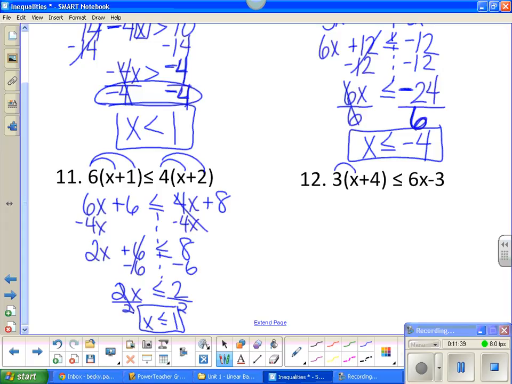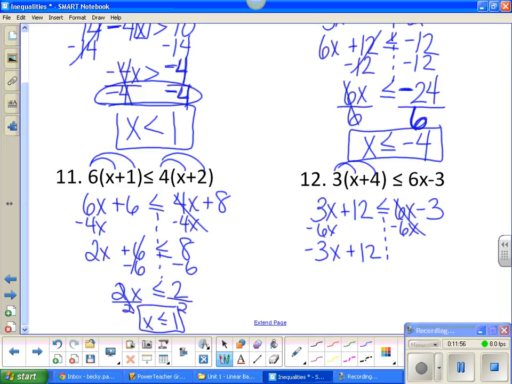Last one, number 12. We're going to distribute the 3. So that's 3x plus 12 less than or equal to 6x minus 3. Here's my wall. I'm going to subtract 6x. That gives me a negative 3x plus 12. Now, do I flip? No, because I just subtracted a 6x, so no flipping.